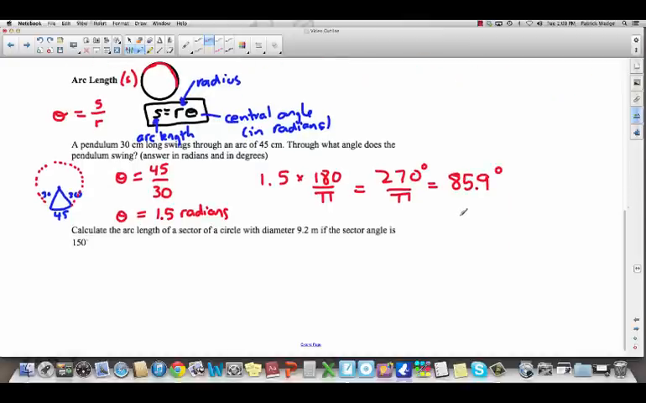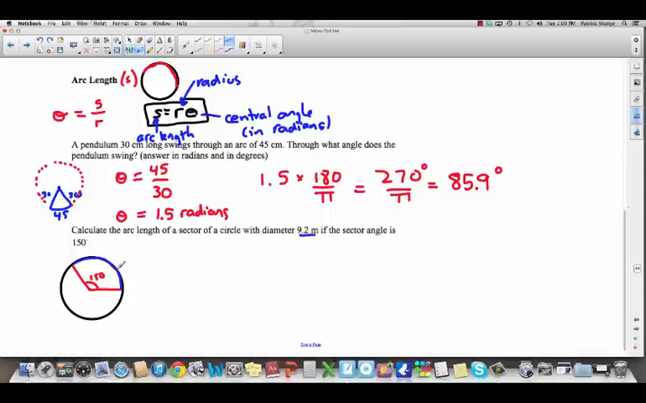Calculate the arc length of a sector of a circle. So a sector of a circle is like a piece of a circle. The diameter is 9.2 and the sector angle is 150 degrees. So this angle in here is 150 degrees. This whole region here is the sector, and we want to know the arc length, so we want to know this blue distance from here to here. And the other piece of information we know is that the diameter is 9.2.